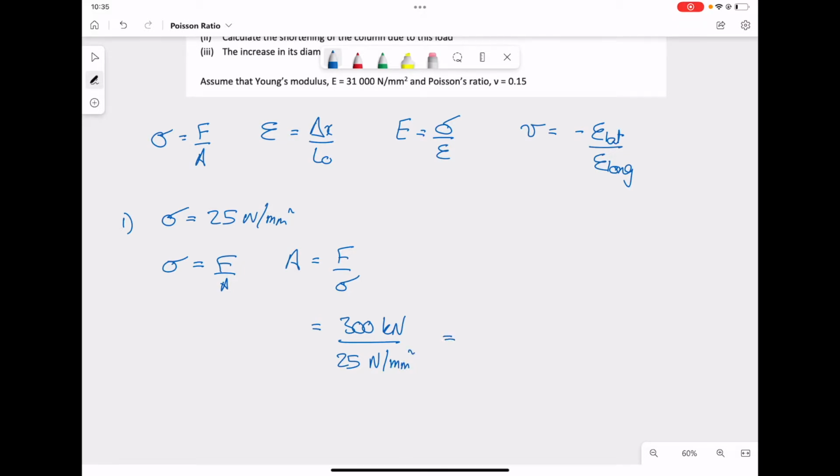However, we need a consistent set of units. So we need to have newtons on the top. So 300 kilonewtons will be 300,000 newtons. Divide that by 25, and that would give us a cross-sectional area of 12,000 millimeters squared.